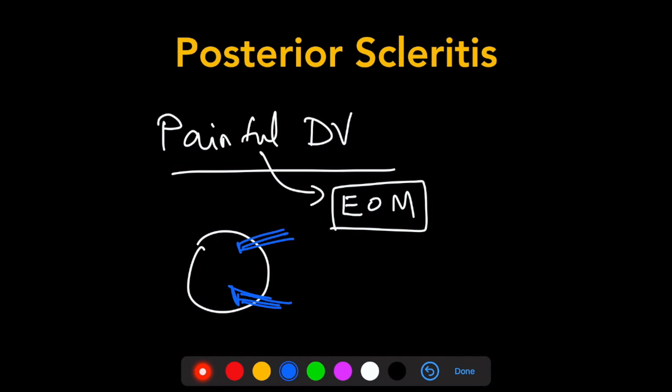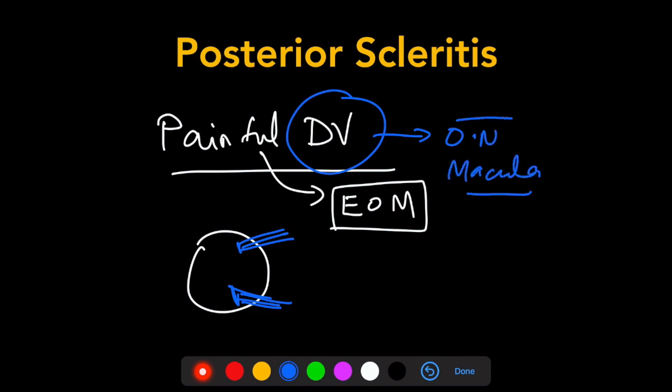The second is you have a defective vision because of the involvement of the optic nerve or macula. So it's a painful defective vision with painful extraocular movements. The patient will have defective vision because of optic nerve involvement or macular involvement accordingly. Sometimes because of the scleral edema, the patient may also present with proptosis. Right. These are clinical features.